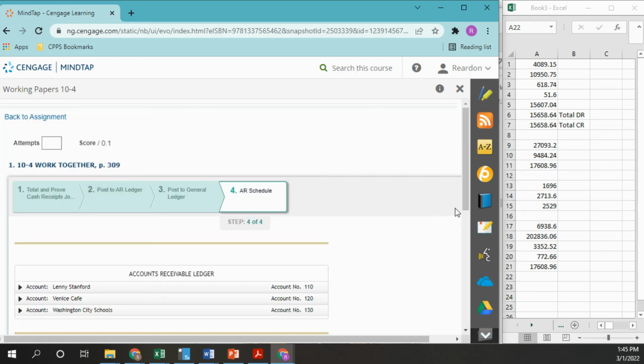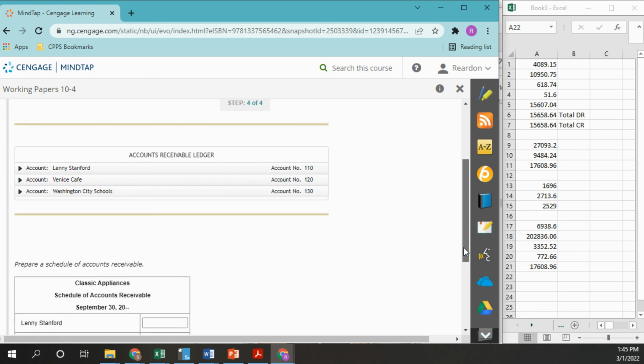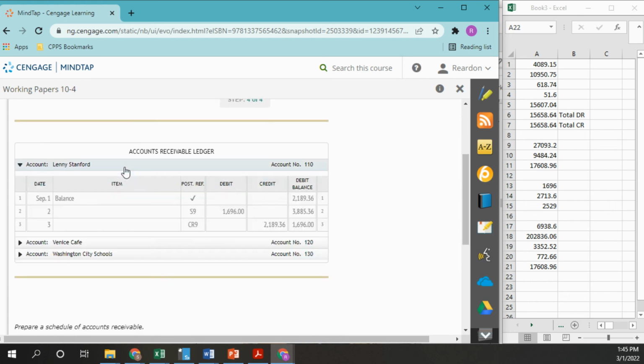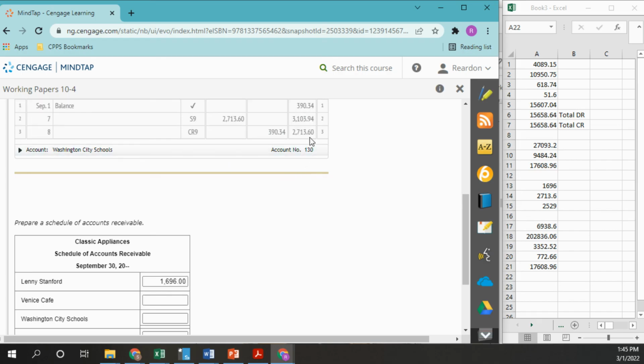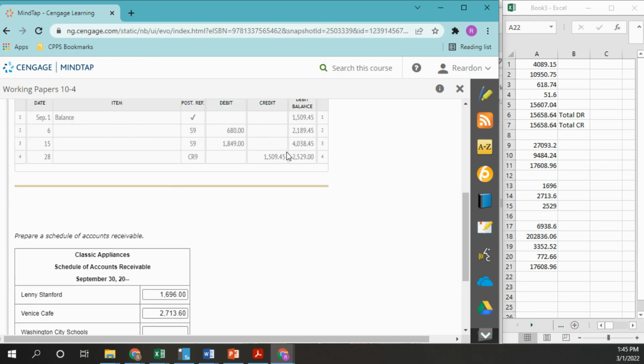And finally, the AR schedule. Lenny Stanford has a balance of 1696. We're going to put that into the schedule. Venice Cafe has a balance of 2713.6, and Washington City Schools a balance of 2529. Total those up.